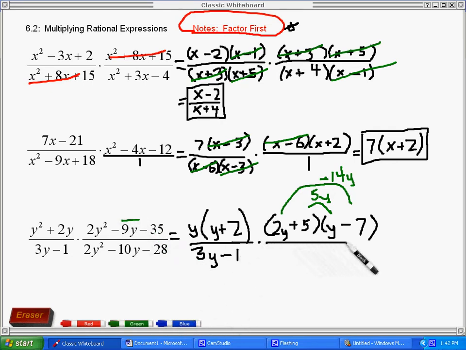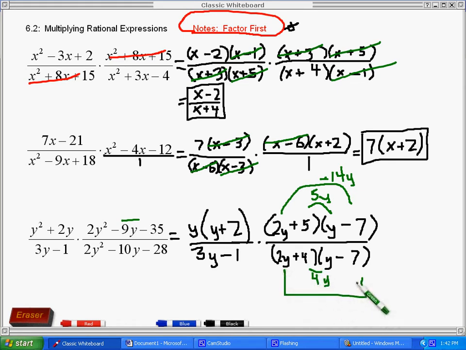Okay, and then in the denominator, again, we're going to have a 2y and a y to get 2y squared. Hopefully your factoring skills are getting better as we've done more and more of these. And then for 28, it's probably going to be 4 and 7. And if I happen to pick a minus 7 here and a positive 4, it works out because we get 4y and negative 14y, which add up to get us negative 10y.